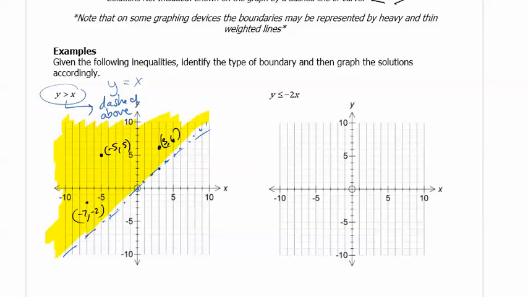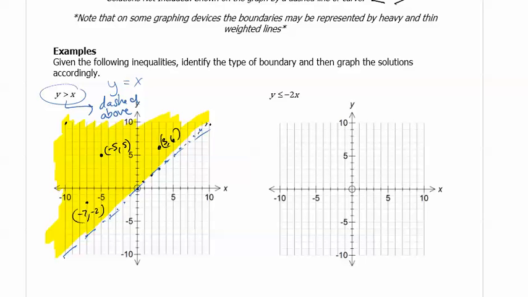If I picked a point on the boundary, any of these points would not be included in my solution. So I couldn't use the point 0, 0. I couldn't use any of the other points that are on this line. None of those would work. I could not use 10, 10 or negative 10, negative 10. I couldn't use any of those. Okay, but I could use negative 10, 10. Okay, so let's look at the other one.